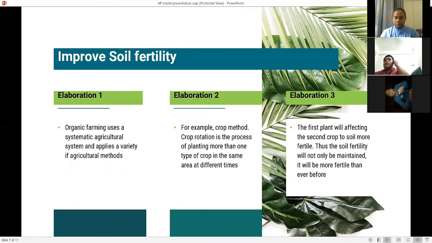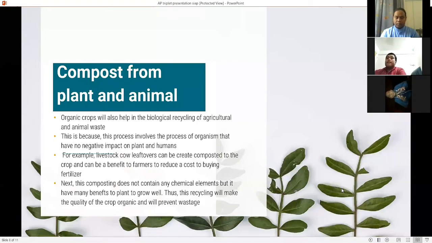So, we move to the third point. The third point is compost from plant and animal. Organic crops will also help in biological recycling of agricultural and animal waste. This is because this process involves organisms that have no negative impact on plants and humans. For example, livestock and leftovers can be made into compost for the crop and can benefit farmers by reducing the cost of buying fertilizer. This composting does not contain any chemical elements, but it has many benefits for plants to grow well. Thus, this recycling will make the quality of the crop organic and will prevent wastage. So, Syakir will explain the fourth main point.